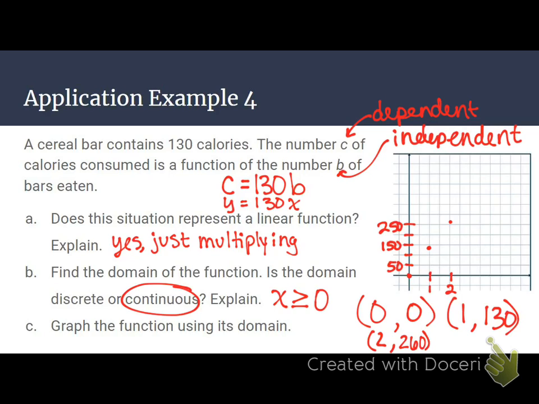Because this is continuous, what do I want to do with those points? Add a line that goes through them. Does it need to stop at this point? No, because we could have kept going. So our line is going to go through those points all the way to the top of the graph and put an arrow on it. We could keep consuming more calories if we keep eating more cereal bars.